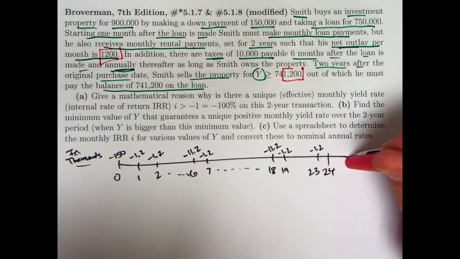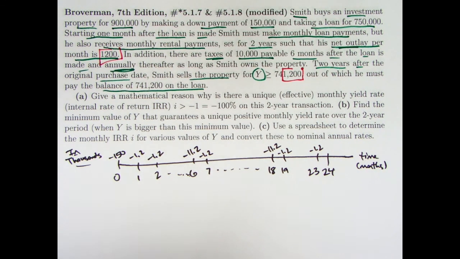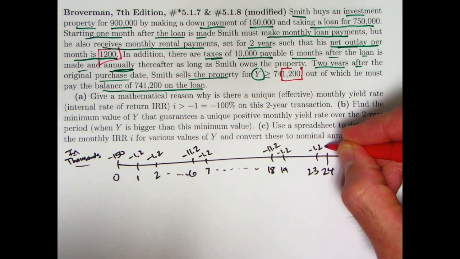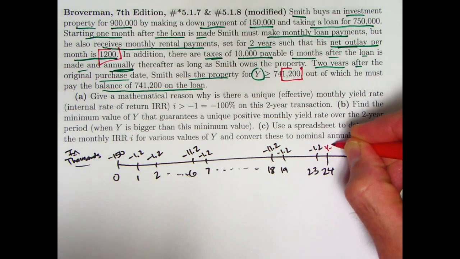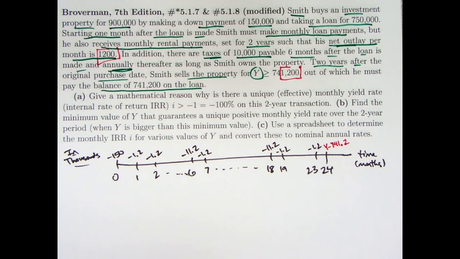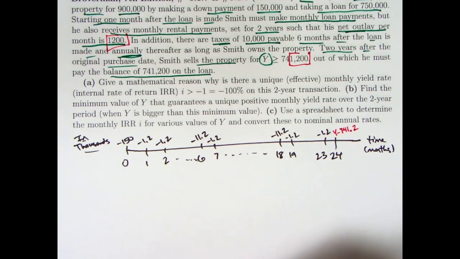So what is the net inflow of money to Smith at time 24? It would be Y minus this amount. Y minus 741,200. These are already in thousands, so I'll write a Y minus 741.2. Okay, so that's the basic setup. Now we get on to the math.